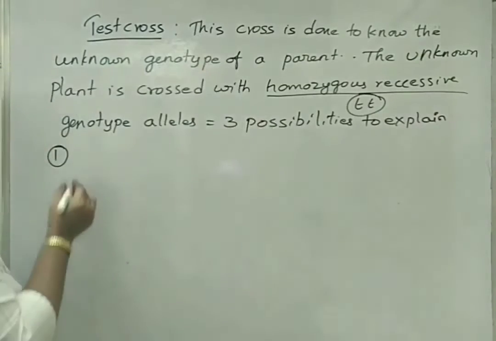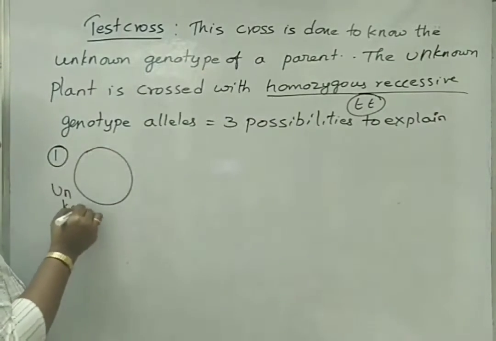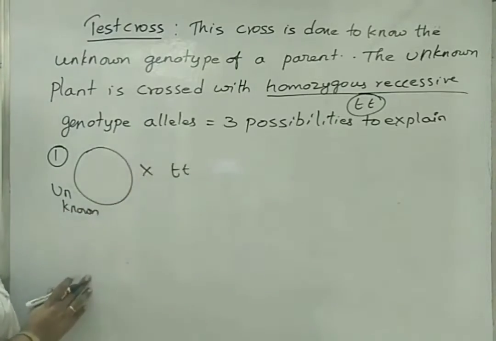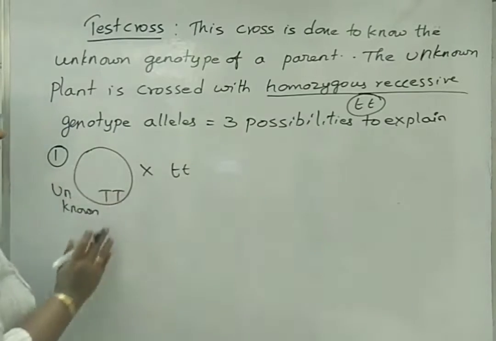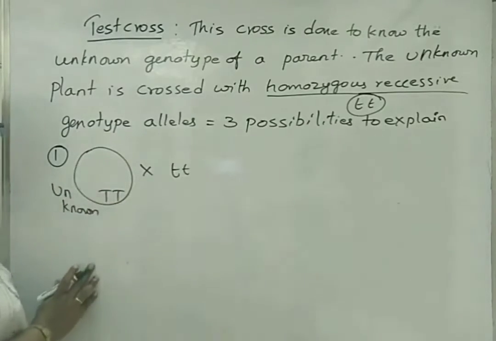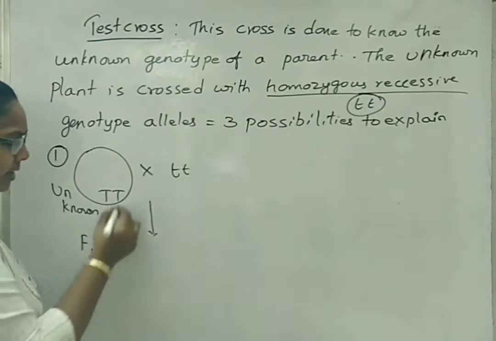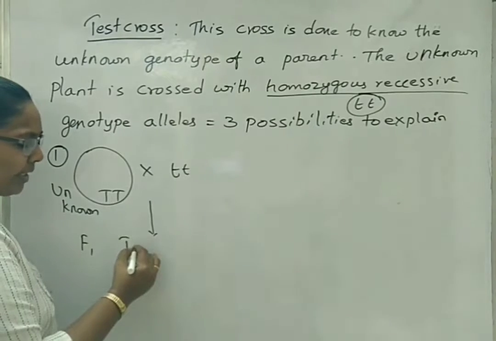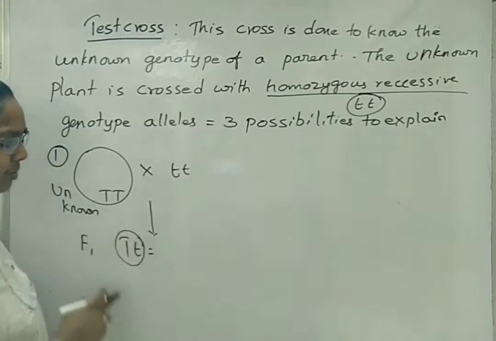So, first possibility, suppose we take an unknown. It is crossed with a homozygous recessive one. Suppose this unknown has the genotypic alleles like this, homozygous dominant. Then in the F1 generation, we get all phenotypically expressing the dominant character, that is tall. So we get the allele forms like this.